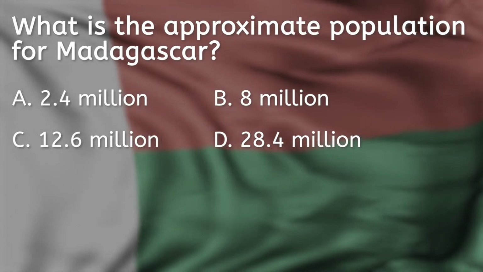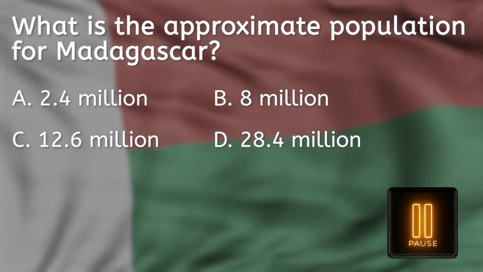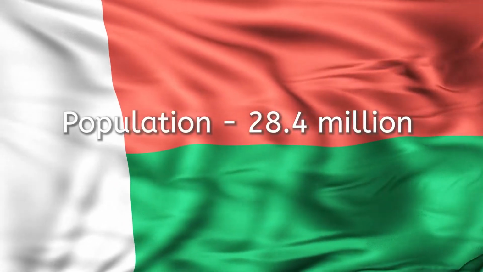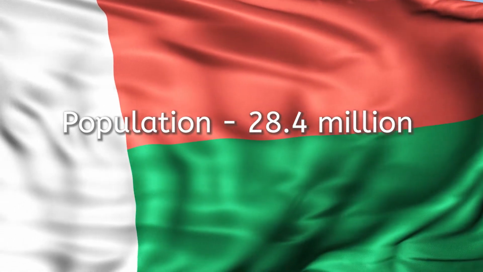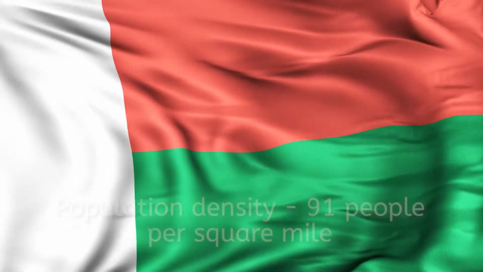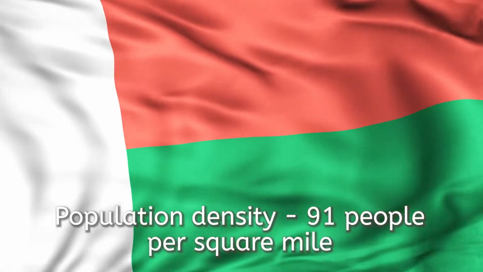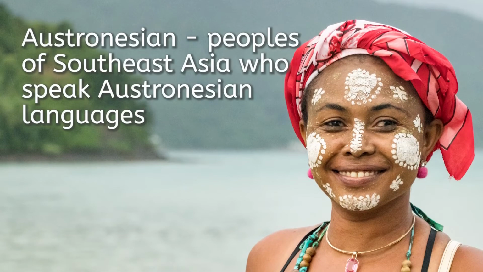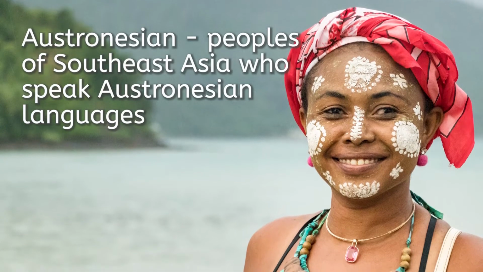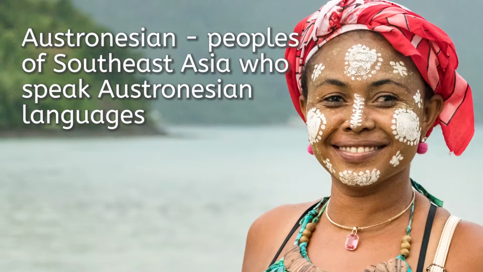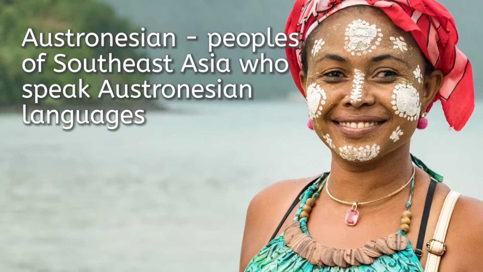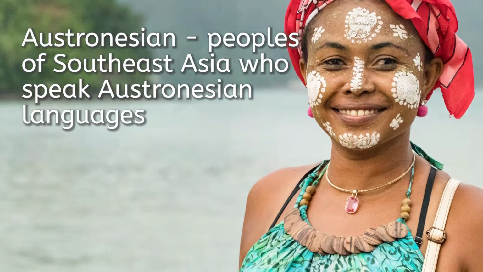But for your next question, what do you think is the approximate population for Madagascar? Hint, it might be more than you think. Madagascar has a population of about 28.4 million people as of 2022, with a population density of just over 91 people per square mile. That population is primarily Austronesian in ethnicity, descendants of those early settlers from the Malay Islands. Austronesian is the term for many peoples of Southeast Asia, of both the mainland and the Pacific Island, from the same language family.